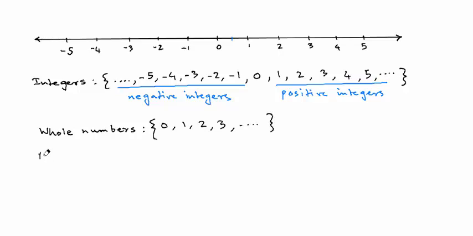The set of natural numbers is essentially the set of positive integers. So you have 1, 2, 3, 4, and so on. So the only difference between natural numbers and whole numbers is that whole numbers include 0. Natural numbers start from 1.